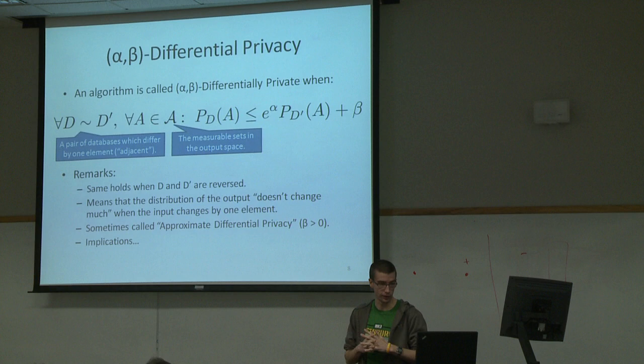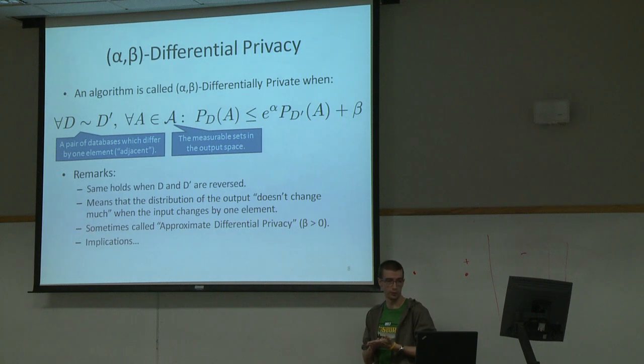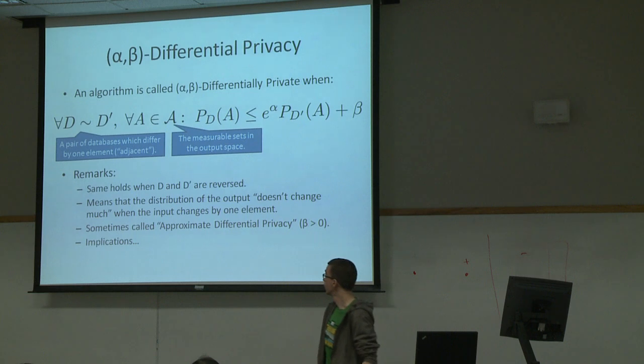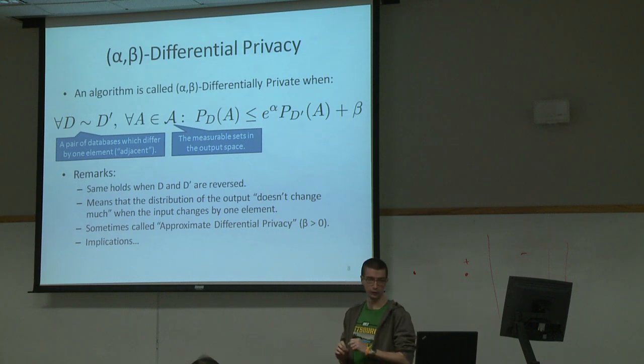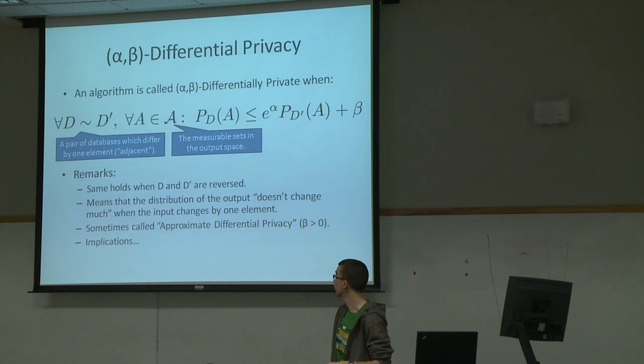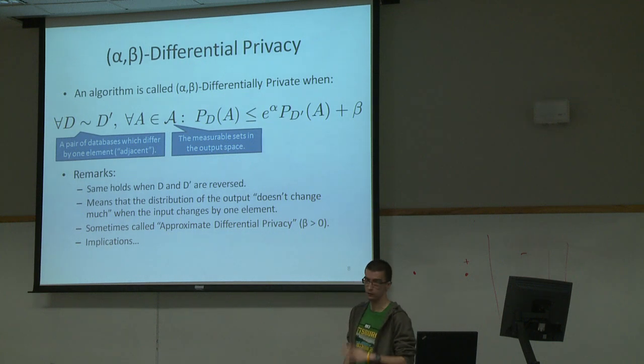So this is a definition which goes back to the early 2000s, seemed to gain a lot of popularity around 2006, and since then there's been a deluge of papers about this kind of thing, quite a lot of them at machine learning conferences. Differential privacy takes two parameters, they call them alpha and beta. And say an algorithm is alpha, beta, differentially private whenever the following holds, right?